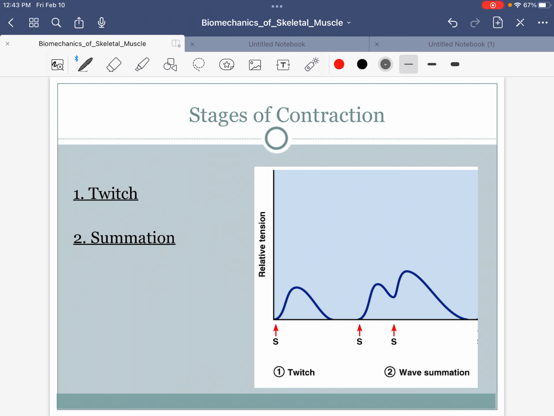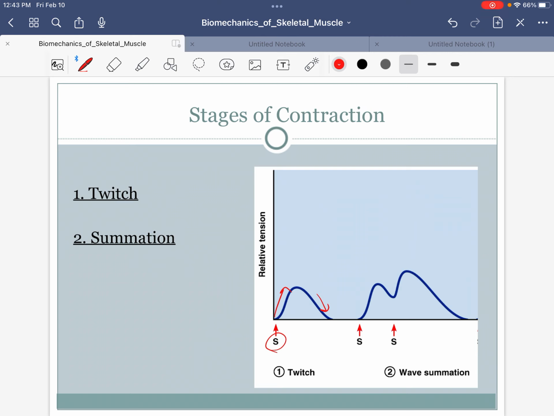Good, we're good. Okay. So the last thing I want to do in this video before we meet again in person is to just review the stages of contraction. If we send one stimulus, one nerve impulse, we'll get one muscle contraction and then it will relax. That's what a twitch is. One singular nerve impulse will result in one cycle of muscle contraction and then relax.